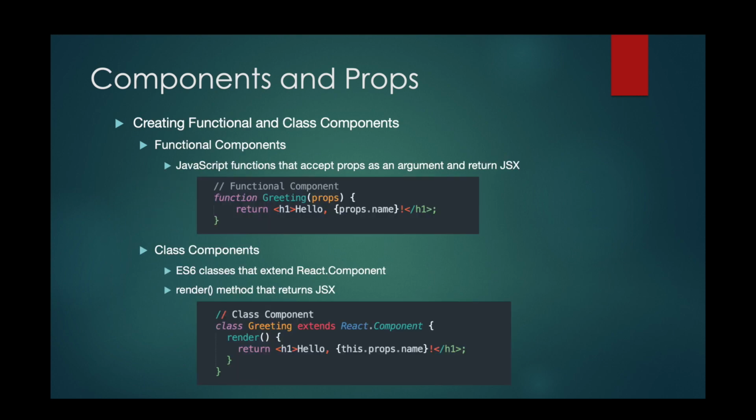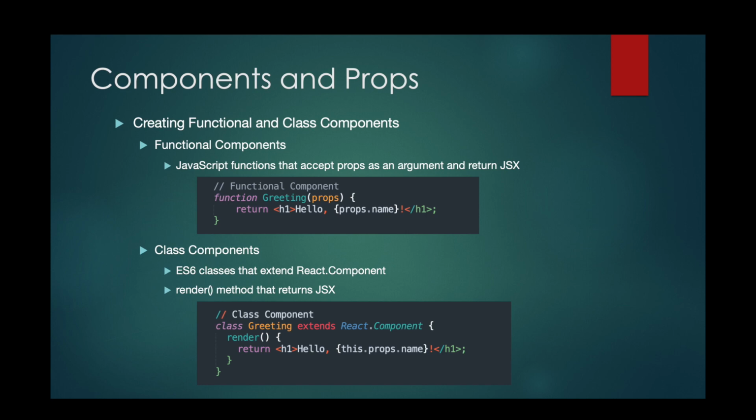Let's look at creating functional and class components. Functional components. Functional components are JavaScript functions that accept props, short for properties, as an argument and return JSX to describe the UI. They are typically used for simpler components that don't need state or lifecycle methods.